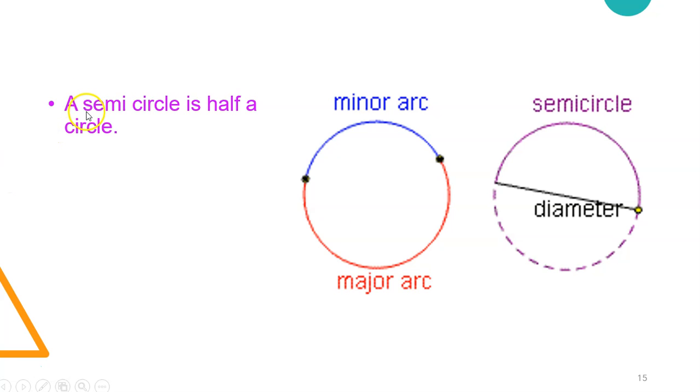First, let's discuss a semicircle. A semicircle is half a circle. You see this purple colored arc? This is half a circle, so that is called a semicircle.